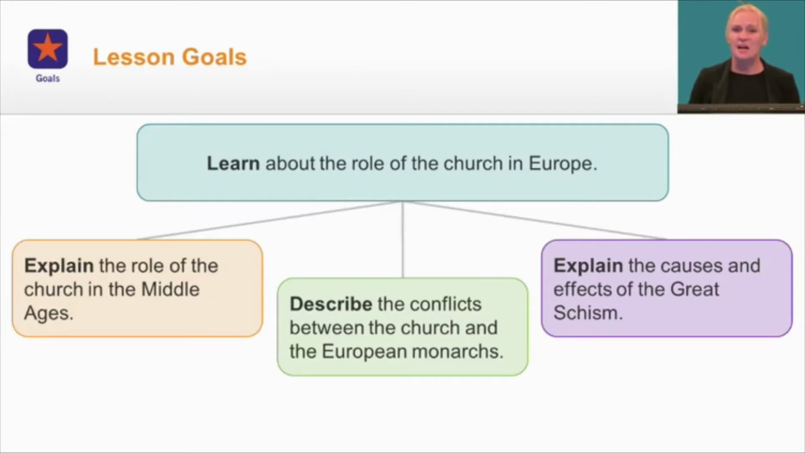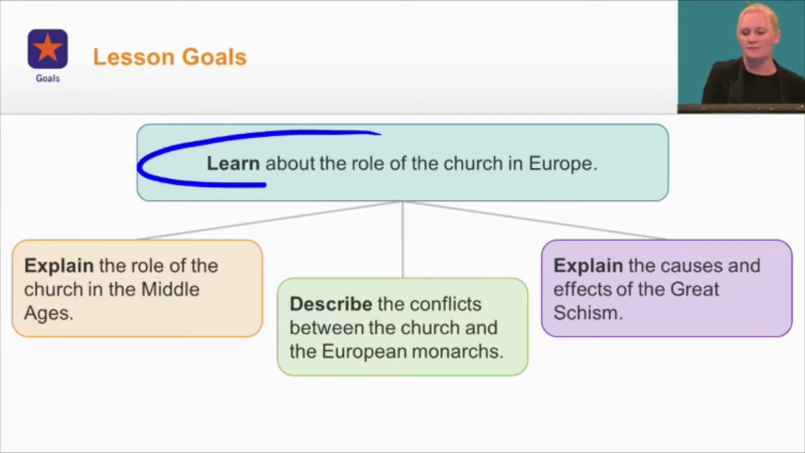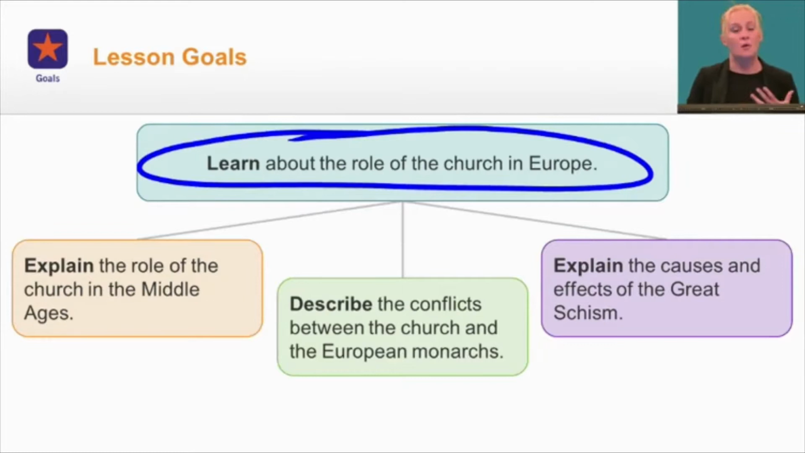Today's lesson, our goal is to learn about the role of the Church in Europe. In order to meet that goal, we first need to break it down into some more manageable parts. First, we want to explain the role of the Church in the Middle Ages. Next, we want to describe the conflicts between the Church and the European monarchs. And then finally, we need to explain the causes and the effects of the Great Schism.